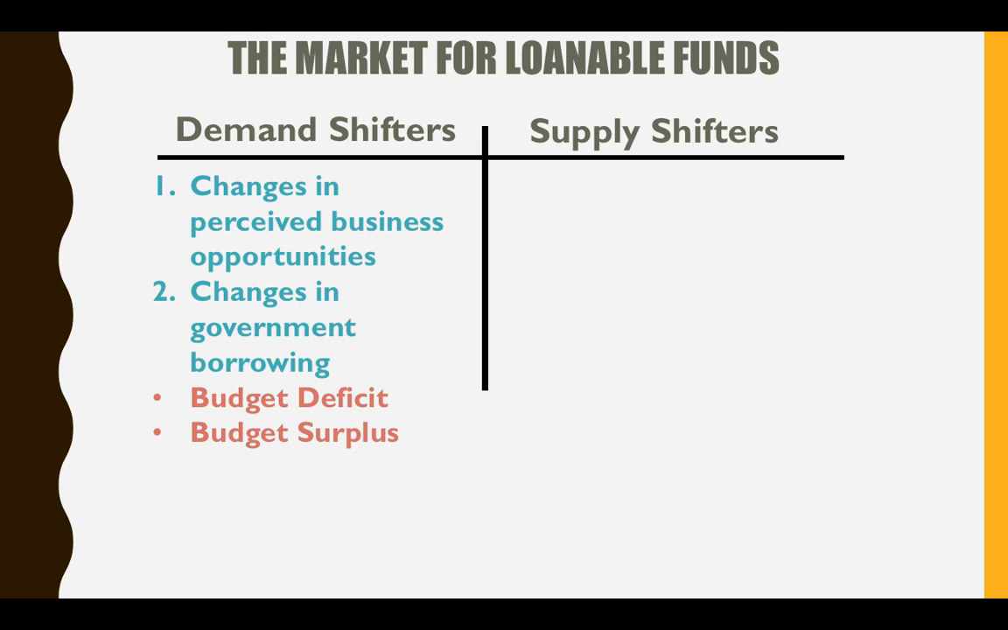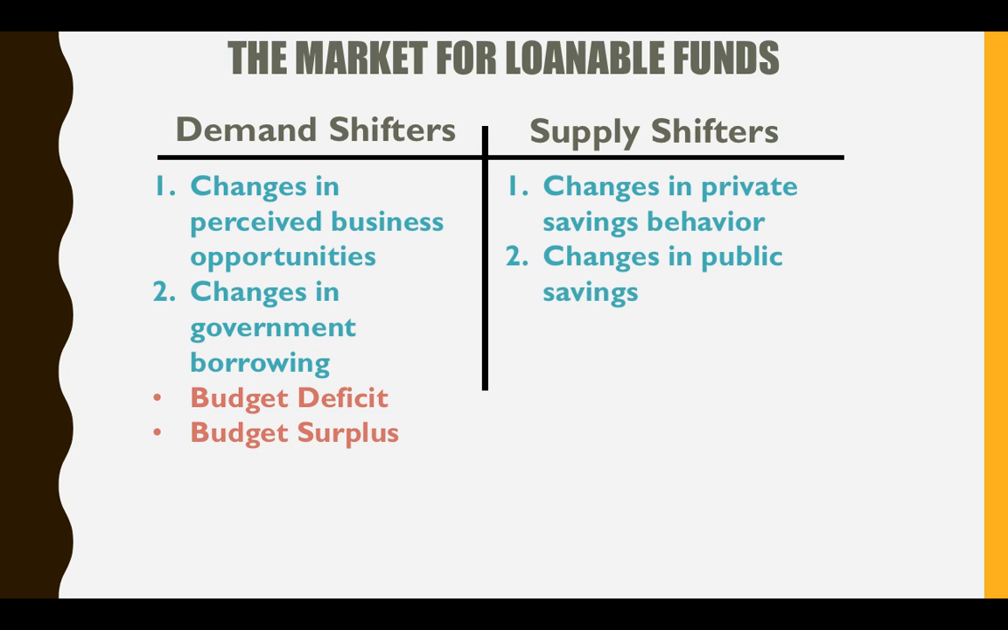The things that shift the supply of loanable funds. Changes in private sector savings behavior, right? Maybe households all of a sudden start feeling nervous and they start wanting to put money away. Or maybe they feel prices are going to rise, so they start spending now so they don't have to spend later, right? That will shift the supply of loanable funds, how much we as individuals decide to save. Changes in public savings, right? The government decides to put money off to the side or spend money as well.